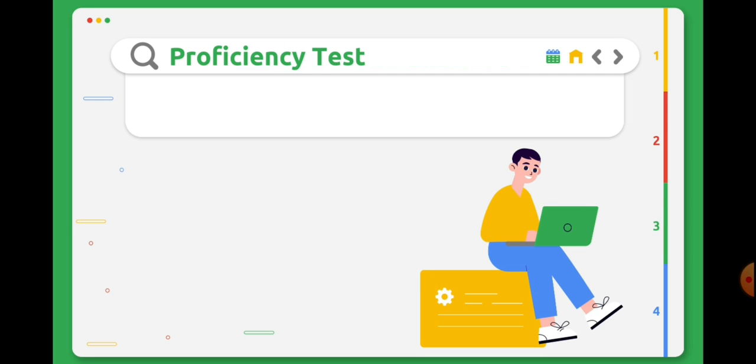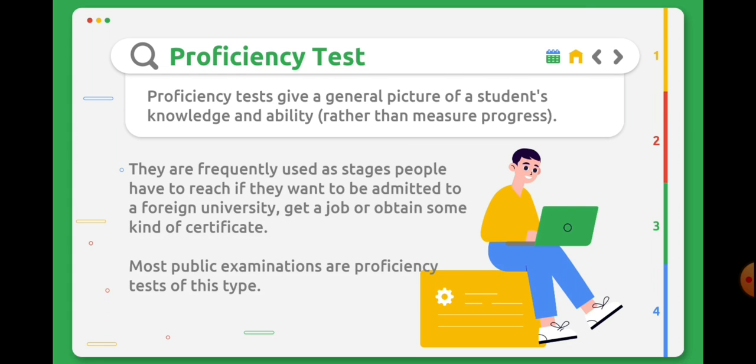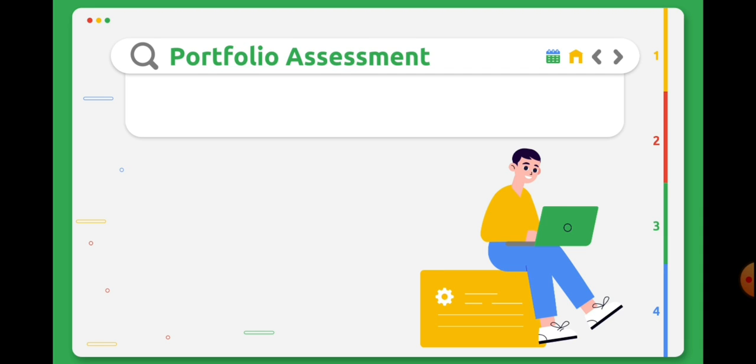The fourth one is the proficiency test. Proficiency tests give a general picture of a student's knowledge and ability rather than measure progress. They are frequently used as stages people have to reach if they want to be admitted to a foreign university, get a job, or obtain some kind of certificate. Most public examinations are proficiency tests of this type. Let's see some examples.